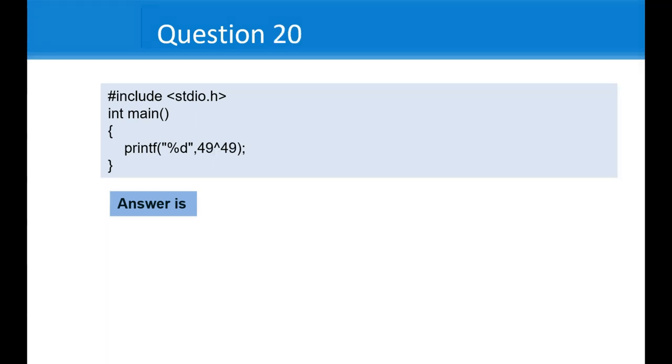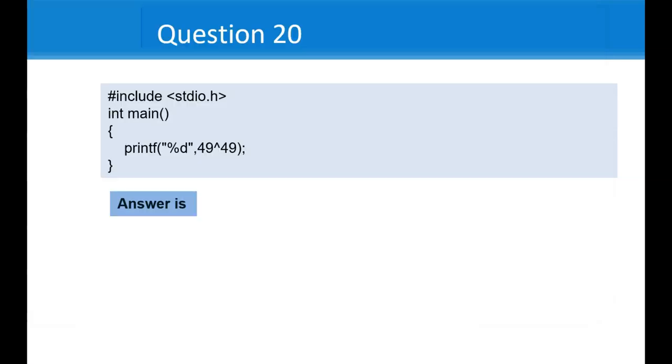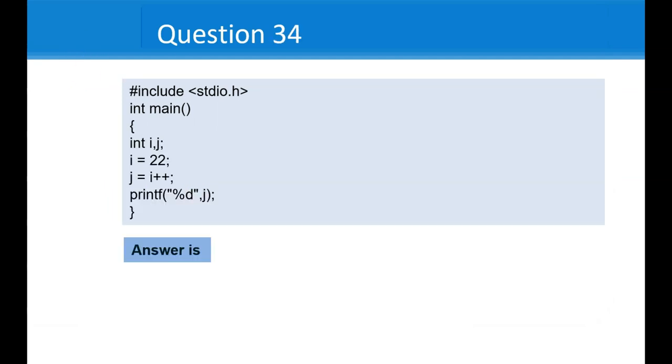So let's move on with the next thing. 49 exclusive OR 49. Let's take any number, say I'll take 5 for example. 5 exclusive OR 5, right? Any number exclusive OR that number would be 0, because 1 and 1 is 0, 0 and 0 is 0, 1 and 1 is 0, 0 and 0 is 0. So you don't have to convert to binary. Any number exclusive OR the same number would always be 0.